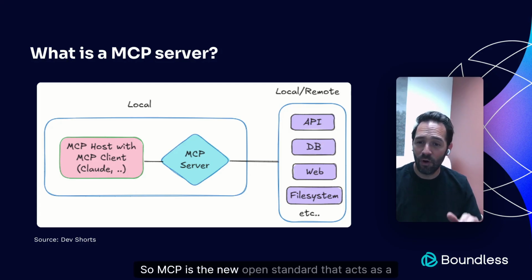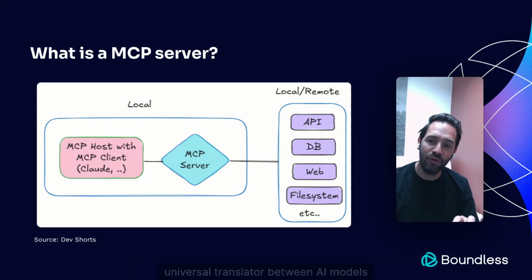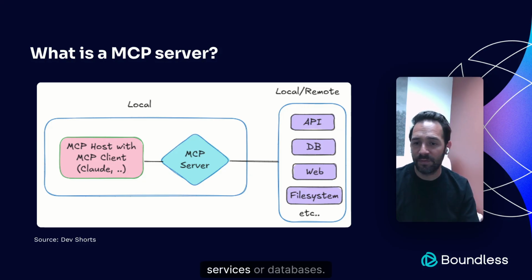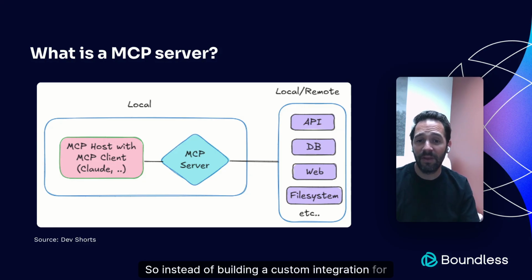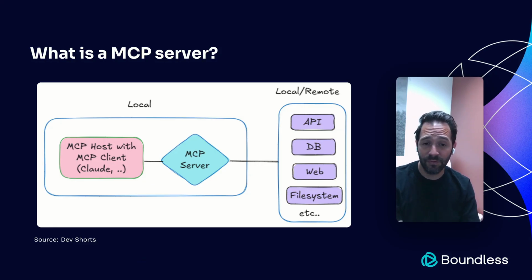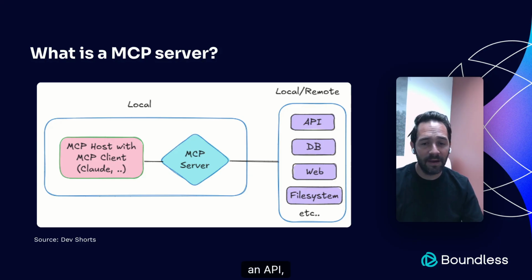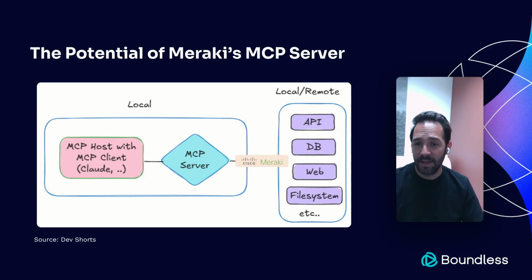MCP is the new open standard that acts as a universal translator between AI models and external tools, services, or databases. Instead of building a custom integration for every single tool you use, MCP provides a single unified way for AI to communicate with anything you want, whether it's a database, an API, or a business application.